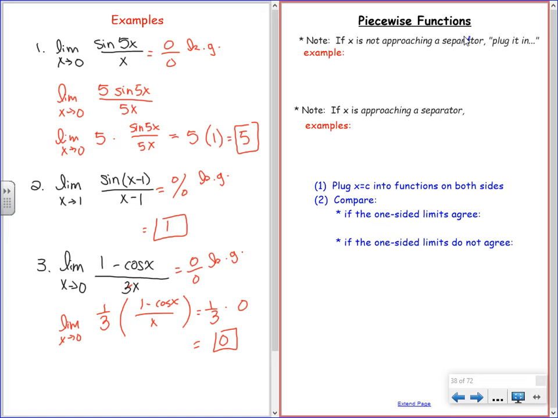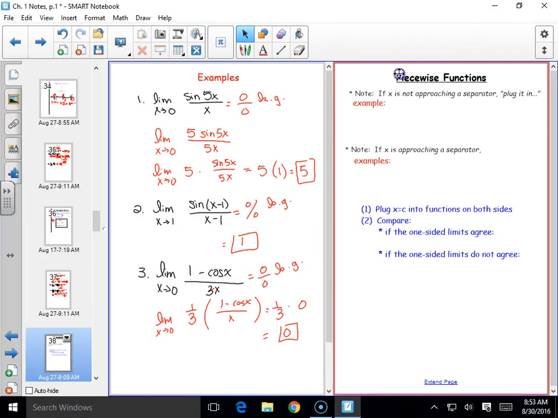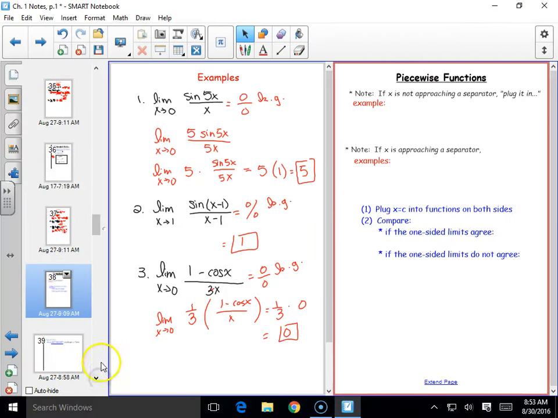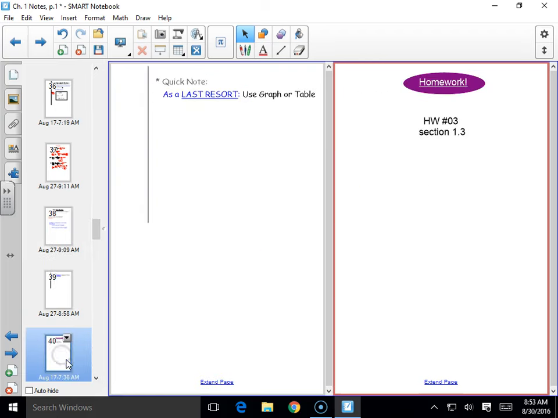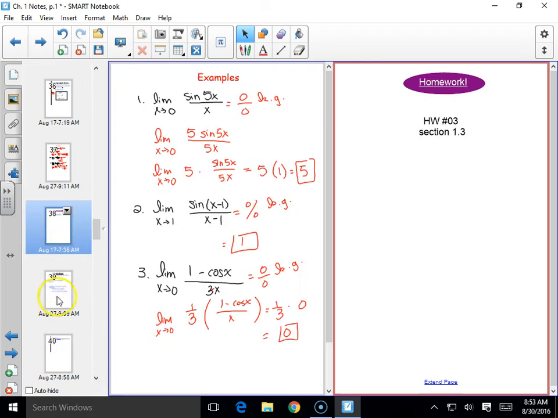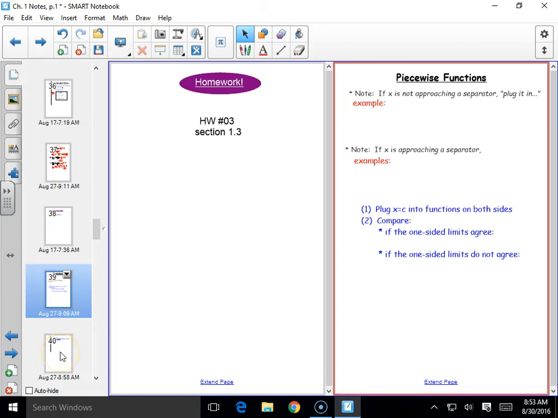I just wanted to kind of recap. We saw piecewise functions in the graphically numerically section. So let's do this. Homework is still going to be due tomorrow. But we're going to talk about piecewise functions right at the beginning of class before going over our homework questions, all right?